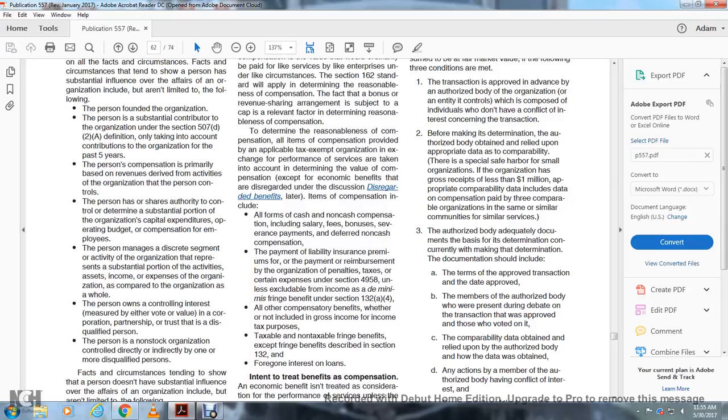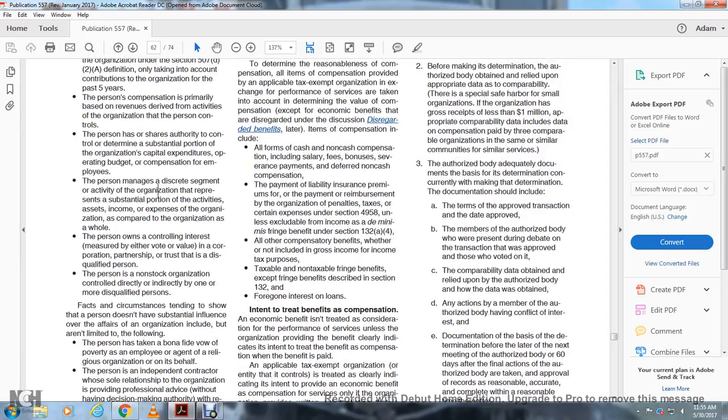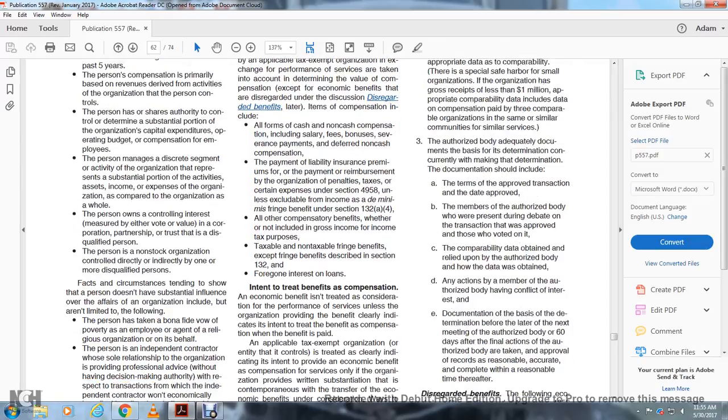The person owns a controlling interest, measured by either vote or value, in a corporation, partnership, or trust of the disqualified person. The person is a non-stock organization controlled directly or indirectly by one or more disqualified persons.